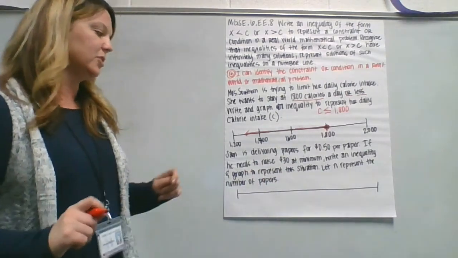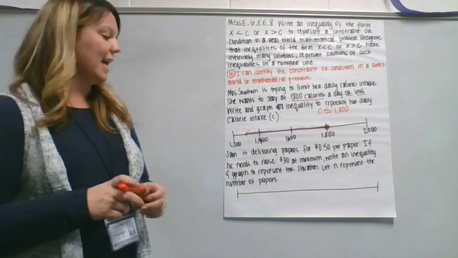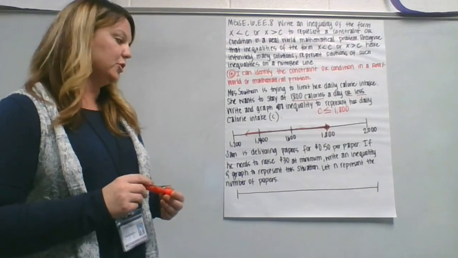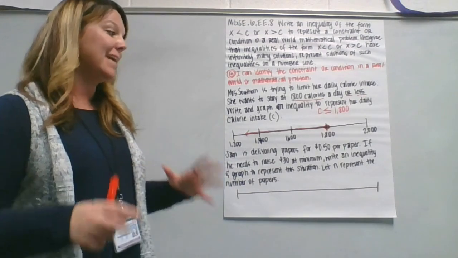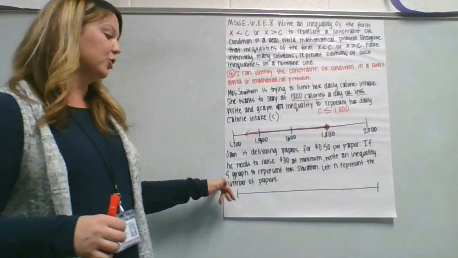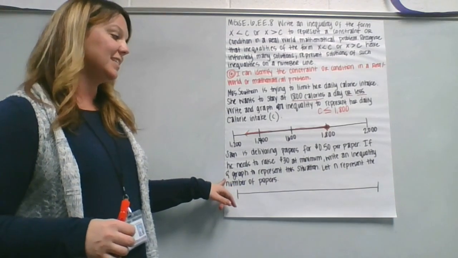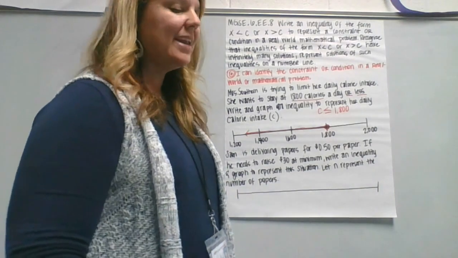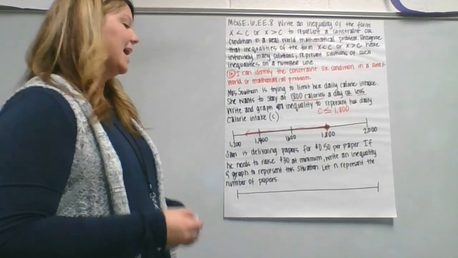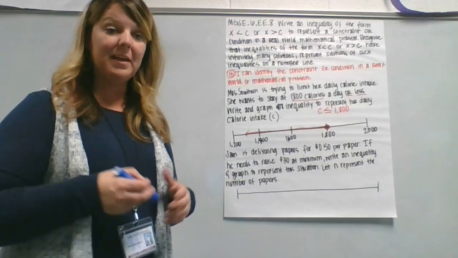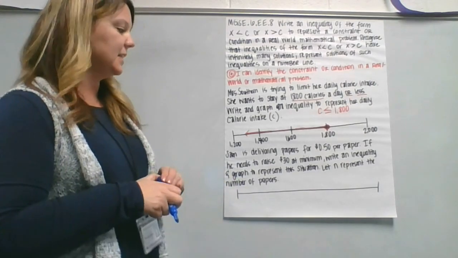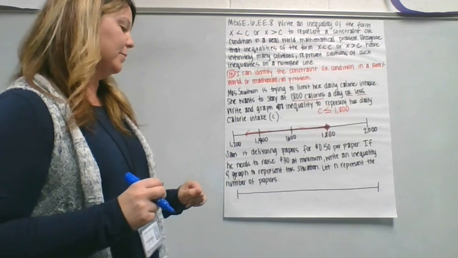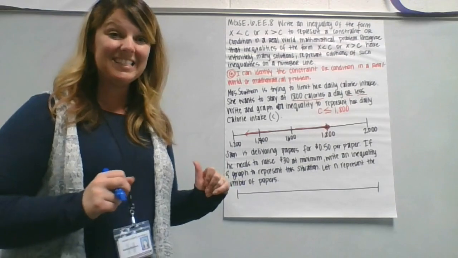All right, let's look at this other scenario here. This says Sam is delivering papers for 50 cents per paper. If he needs to raise $30 at minimum, write an inequality and graph to represent this situation. Let N represent the number of papers. So we've got to do a little more work on this one. The first thing I'm going to do is just set up an inequality. So it says I'm going to make 50 cents per paper. I'm letting N represent the number of papers, and I need to raise at least $30.